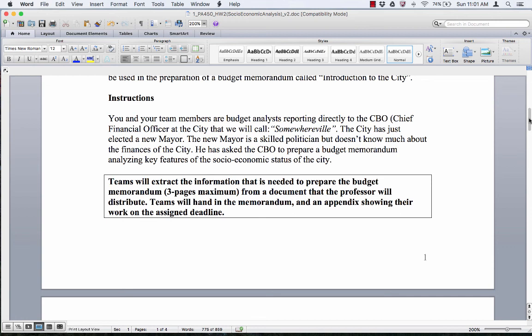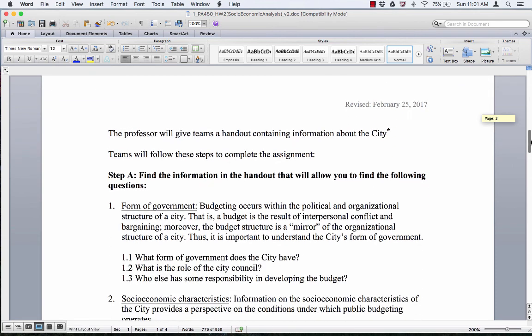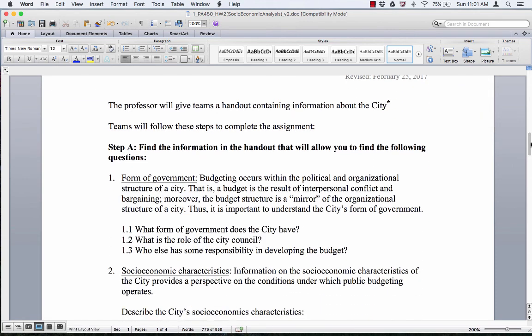Teams will extract the information that is needed to prepare a budget memorandum, and this time we're going to set the limit at 3 pages. I will give you the information. So what you will give me when this assignment is due is a budget memorandum that will be followed with an appendix showing your work on a very specific deadline. Let me give you some explanation about how you're going to proceed. We need to have a structure to complete this task. And the way we can get a structure is by following certain steps. So this assignment should be done by doing the following steps.